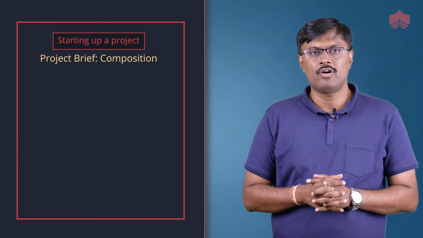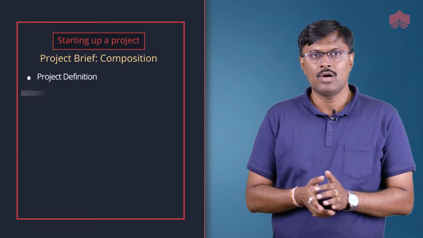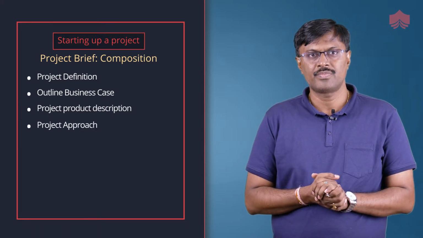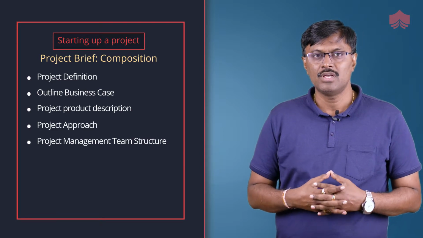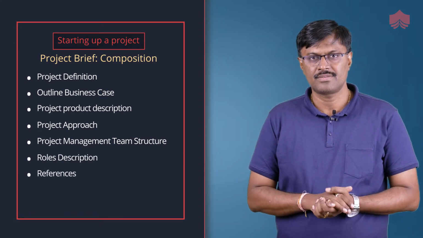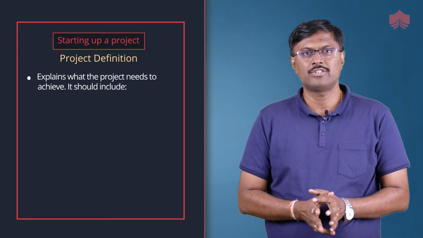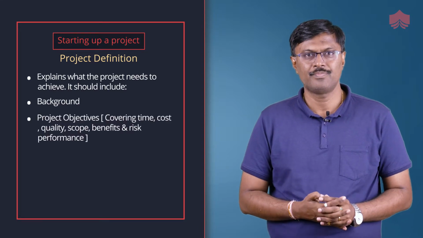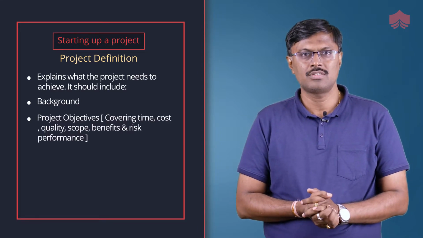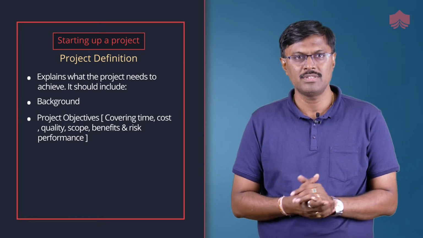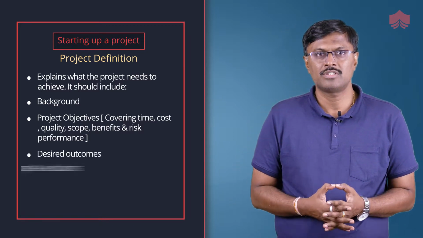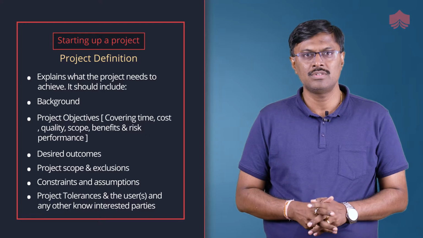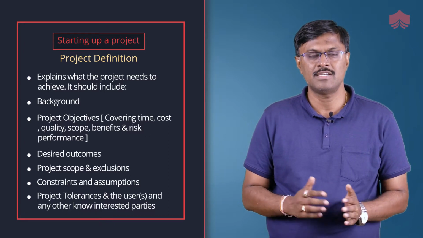The project brief is composed of project definition, outline business case, project product description, project approach, project management team structure, role descriptions, and references. The project definition explains what the project needs to achieve. It should include background, project objectives, which basically cover time, cost, quality, scope, benefits and risk performance, desired outcomes, project scope and exclusions, constraints and assumptions, project tolerances, and the users and any other known interested parties and interfaces.